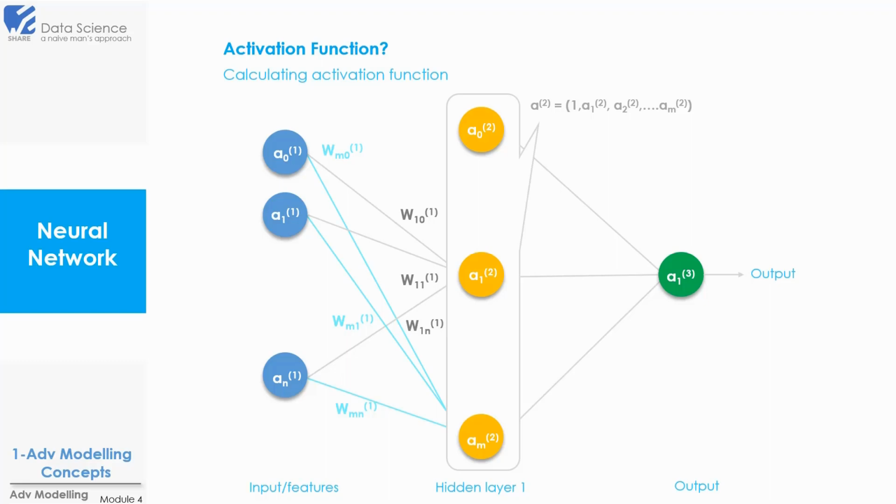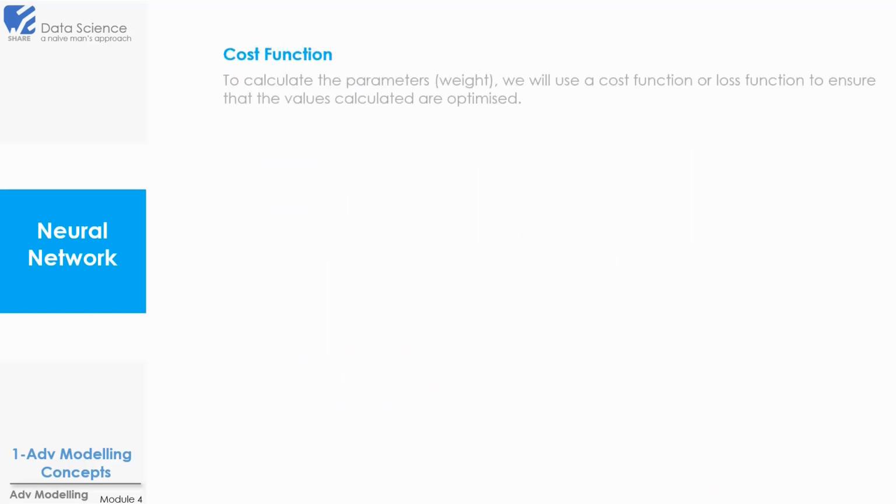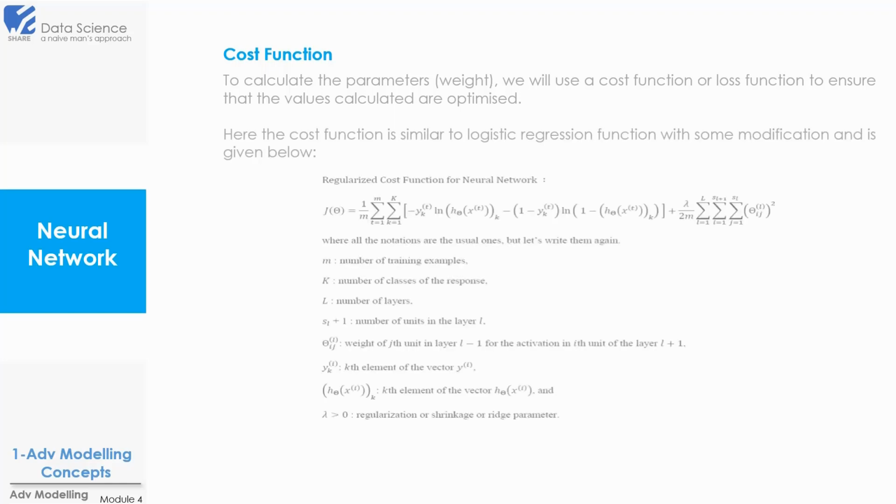Now coming back to the calculation of weights. So as I said earlier, we have to find those weights that are optimum. So let's see how we can calculate those weights. Now weights are nothing but coefficients. So we must have a cost function to guide us to calculate the best possible weights. So as you can see on the screen, the cost function is similar to logistic regression function with some modifications. Now you can have a look at it. All the notations are given here.